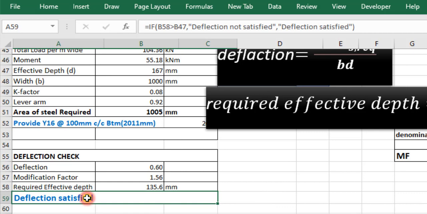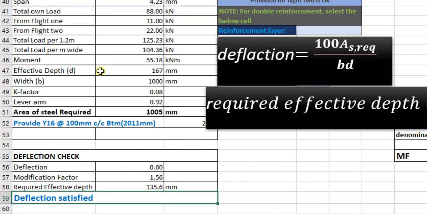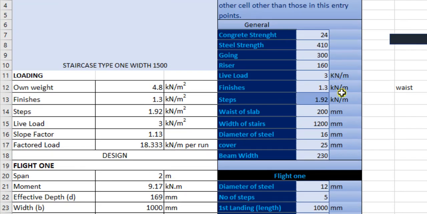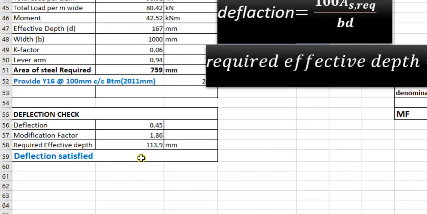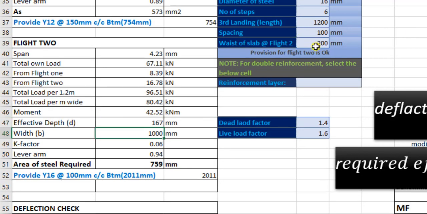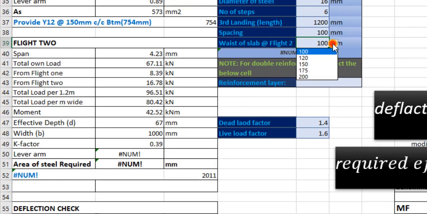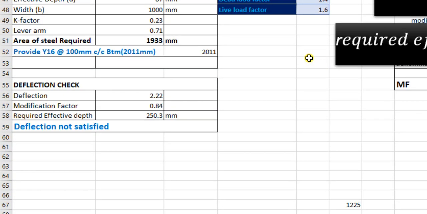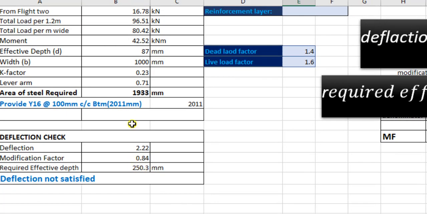That is why you are seeing deflection not satisfied. If you want to know, let me quickly reduce the depth. Effective depth has to do with the waist of the slab. So if I reduce the waist of the slab to, let's say, 100, we can come back and check. Okay, let's look at, we use this waist, not the other waist. So if we change this to 100, you see everything mess up. So we change this to 120. Deflection not satisfied because the required effective depth here is 250, but here the effective depth is 87, so it's not satisfied.